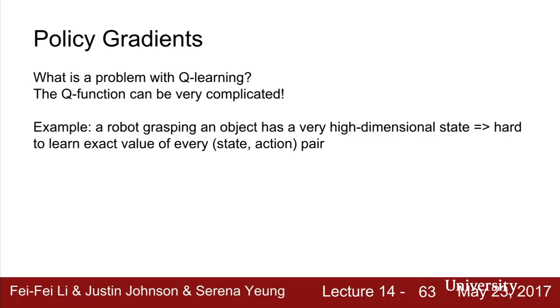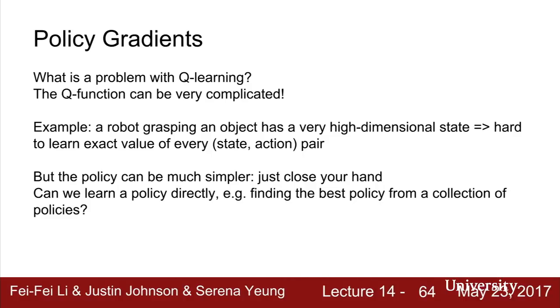Okay, so we've talked about Q learning, but there is a problem with Q learning. It can be challenging, and what's the problem? Well, the problem can be that the Q function is very complicated. We're saying that we want to learn the value of every state action pair. Let's say you have, for example, a robot wanting to grasp an object. You can have a really high dimensional state, with all of your joint positions and angles, and so learning the exact value of every state action pair can be really, really hard to do.